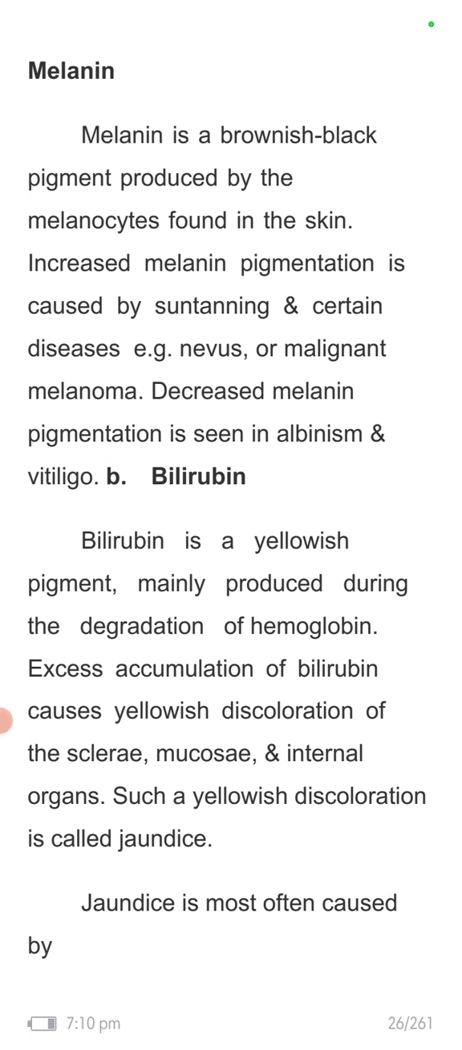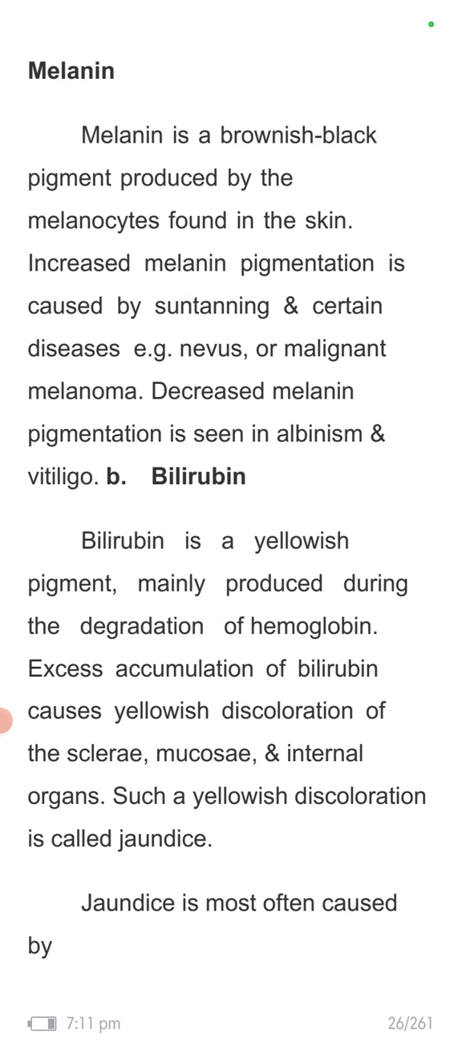The first one is melanin. Melanin is a brownish black pigment produced by melanocytes found in the skin. Increased melanin pigmentation is caused by sun tanning and certain diseases, such as nevus or malignant melanoma. Decreased melanin pigmentation is seen in albinism and vitiligo.